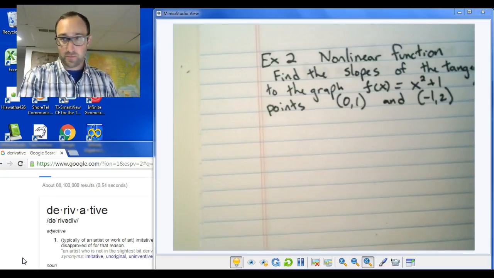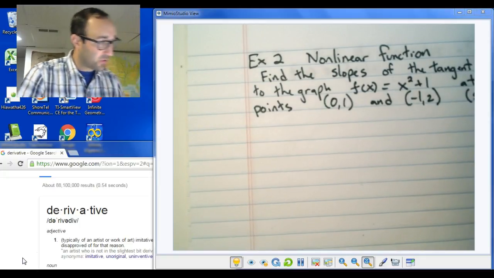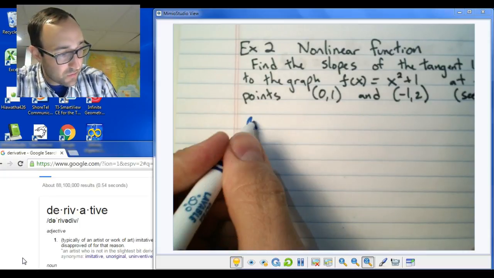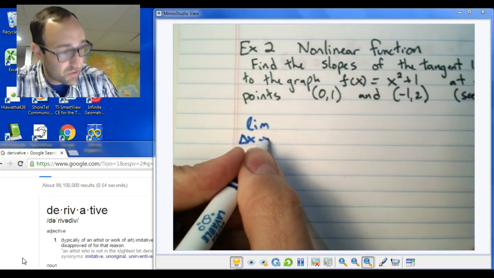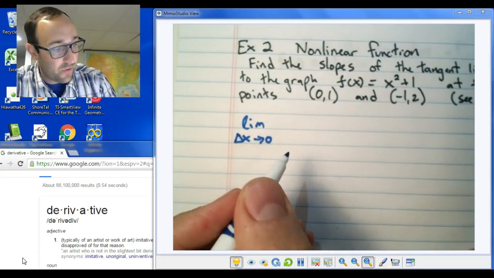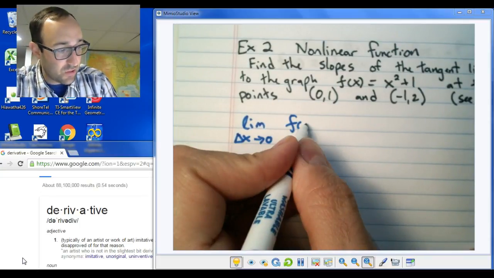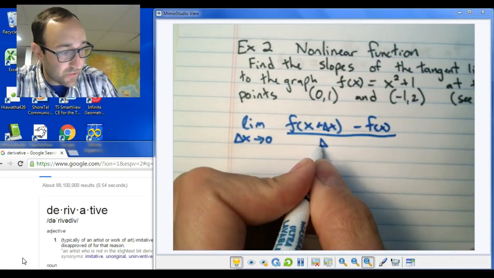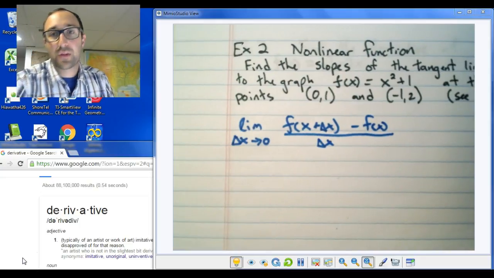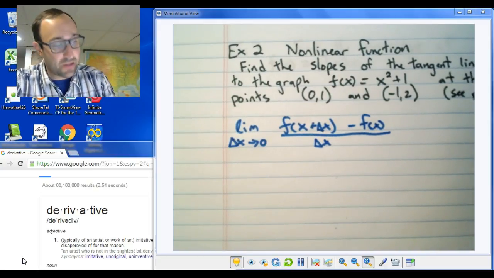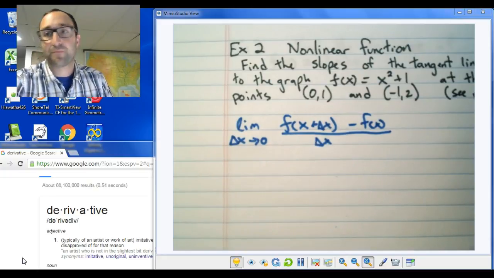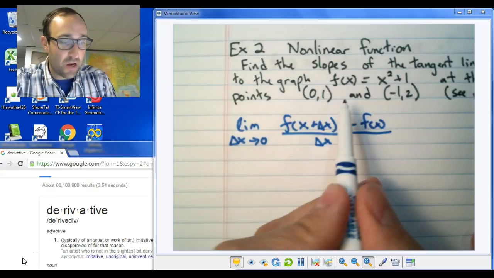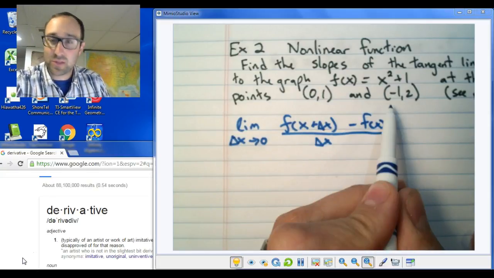So the first thing we're going to do is say that the limit as delta x approaches 0 of f of x plus delta x minus f of x all over delta x. Okay, that's the general form. Do we really need to write all of that? No, but that's the general form that we're going to use to solve this. Okay, so now we're not going to worry about these specific points right now. We're just going to see if we can change this up a little bit and simplify some stuff.